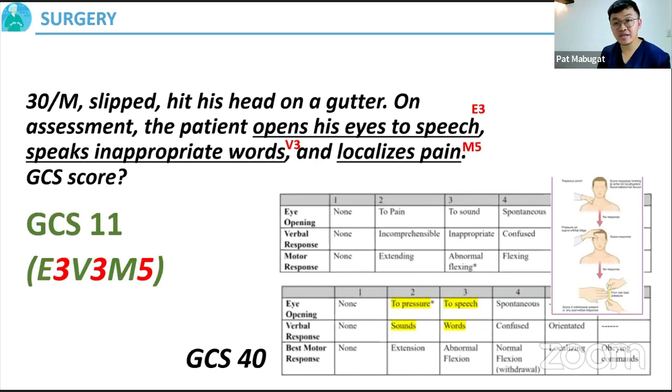So the lowest score you get is 3. The highest score you get is 15. Again, for eye-opening: none, pressure, speech, spontaneous. Verbal response: none, sounds, words, sentences but confused, sentences but oriented. So this is an easy way to remember your verbal response. For motor response, you have extension, you have no extension, flexion, withdrawal, localizing, and obeying commands. That's 6 in total, right?